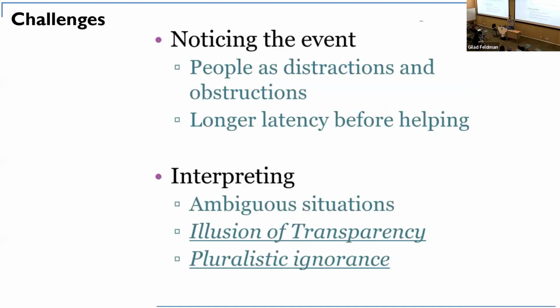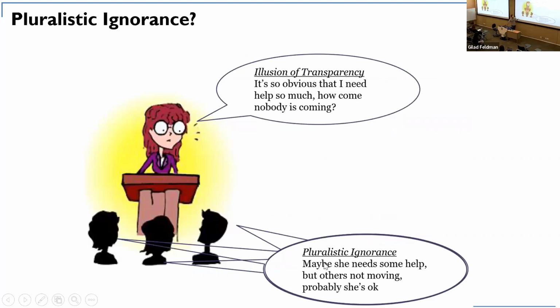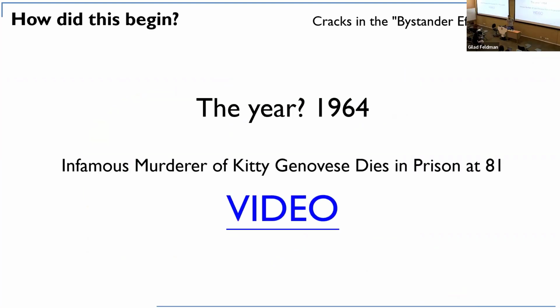Okay, so all sorts of challenges. First, it's not clear if people are noticing the event, and then it's not clear how they're interpreting this event. Sometimes there are things like pluralistic ignorance. So this is very common. I give a lot of talks, and sometimes people are struggling giving talks, and they're saying, it's so obvious that I need help so much. How come nobody is coming? And then people are saying, maybe she needs some help, but others are not moving. Probably she's okay. So there is something about the lack of interaction where it's not clear what's happening with the other person, and we need to interpret what's happening with the other person, and we use cues from other people around us. So pluralistic ignorance.